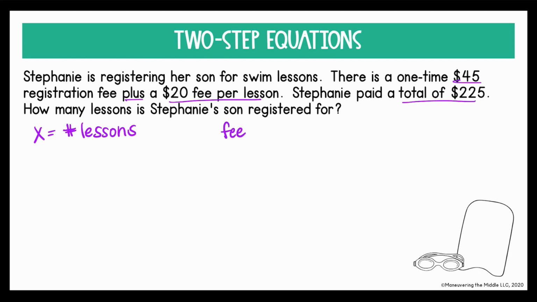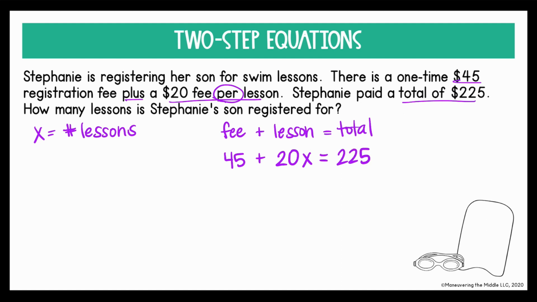They told us that she paid a set fee plus a cost per lesson, and that equaled the total amount that she paid. So I like to sometimes write it out in words so I know the situation. So let's go back and fill in what we know. The one-time fee was $45. We don't know how many lessons she signed up for, but we do know that it was $20 per lesson. Per typically means that we need to multiply. So the number of lessons times 20. And then we also know she paid a total of $225.